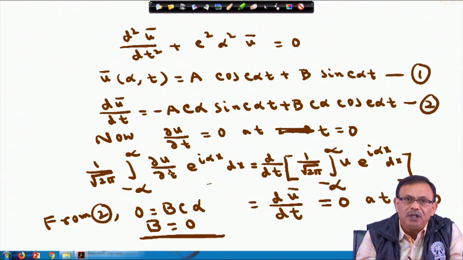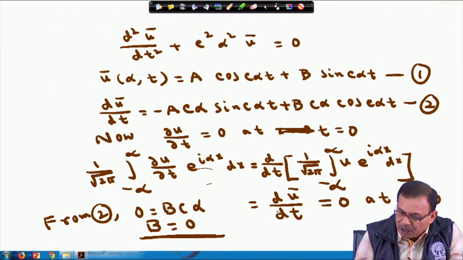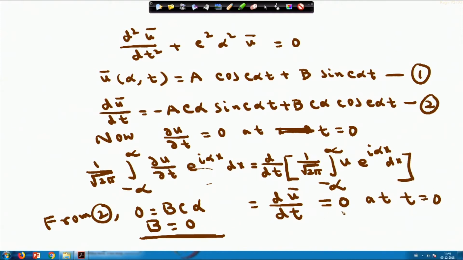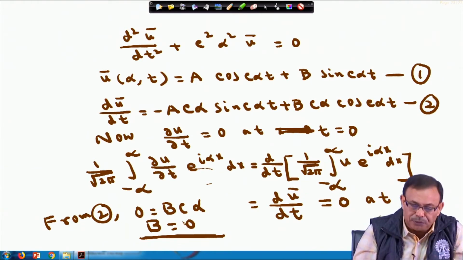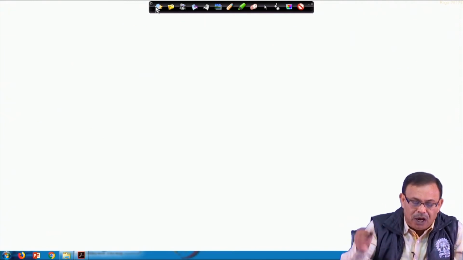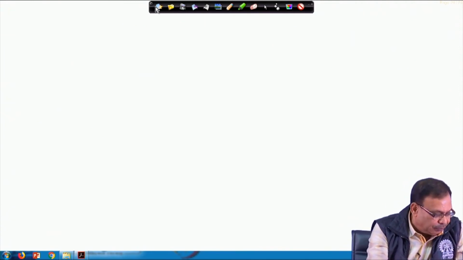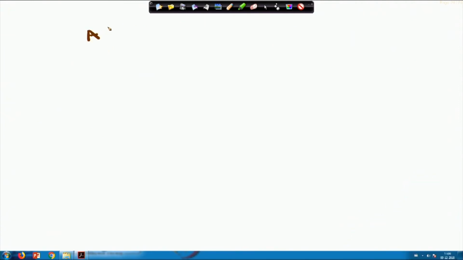I am taking the Fourier transform, and from there I am telling d u bar dt equals 0 at t equals 0. And then I am using the condition in 2 and I am finding that b equals 0. My next part is I have to find the value of a. Again, at t equals 0, u is equal to f x.